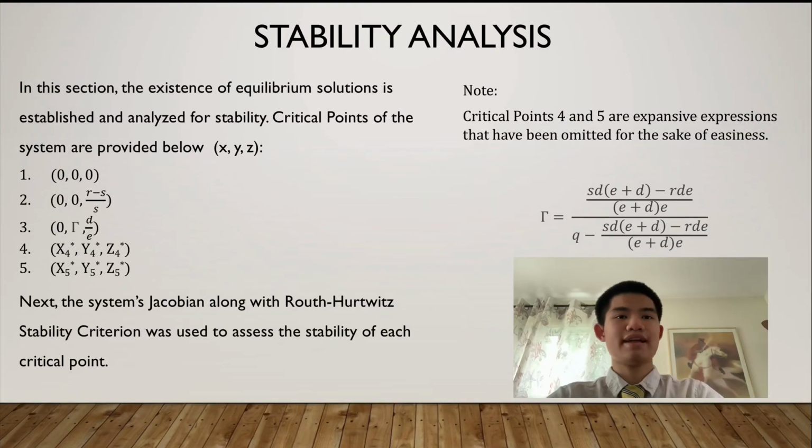The most basic elements of the qualitative behavior of the model given in the previous slide are the equilibrium solutions. In this section, we establish the existence of equilibrium solutions and analyze them for stability. Critical points of the system are provided below. Note that critical points 4 and 5 are massive expressions that have been omitted for the sake of brevity. Next, the system's Jacobian, along with Routh-Hurwitz's stability criterion, was used to assess the stability of each critical point.